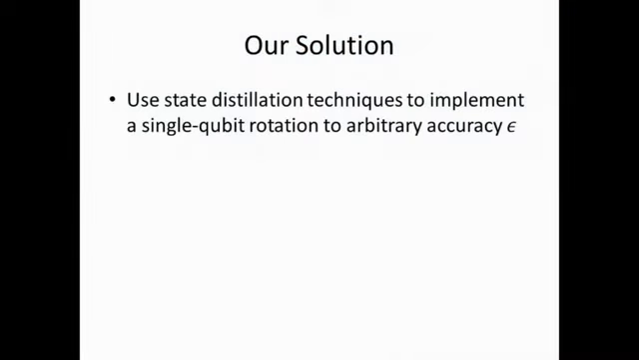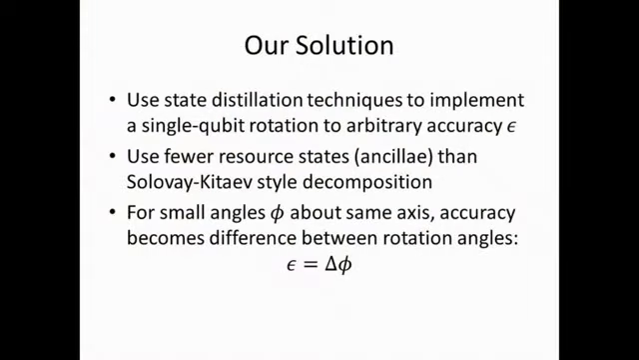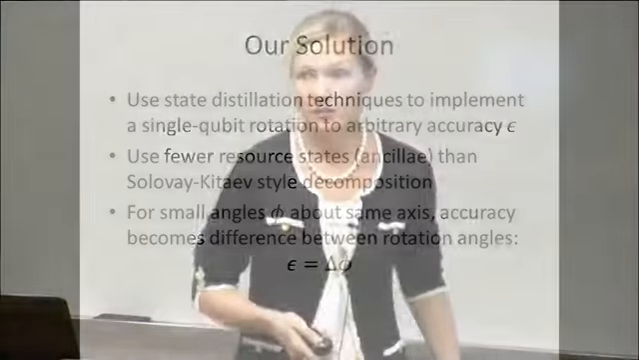So the solution I'll talk about today is the red curve there. And here we're going to use state distillation techniques to achieve the rotation. So we're not going to decompose into a long sequence. We're actually going to use resource states to produce the rotation we need. And this is a trick that has been used in the past. And of course, we hope to use fewer resource states, or if you want to think about it in T count cost, fewer T count or fewer resource states than these Solovay-Kitaev style methods. And when I talk about accuracy here, for small angles, it basically becomes the difference between the rotation angles. And we're talking about really small angles in a lot of cases here.